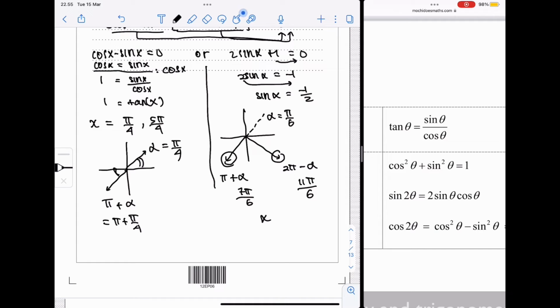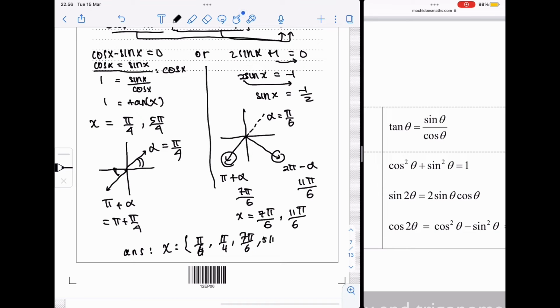So my x looks like an alpha. I'll fix it. This is an x, this is an x. Okay, so for the second part, x might be 7 pi over 6 or 11 pi over 6. So your answers for solving the x are 4 of them. Pi over 4, it's supposed to be pi over 6 first. Pi over 4, 7 pi over 6, 5 pi over 4, and 11 pi over 6.